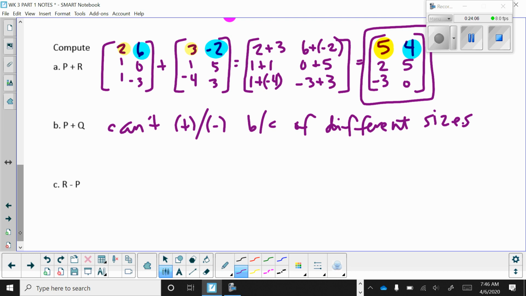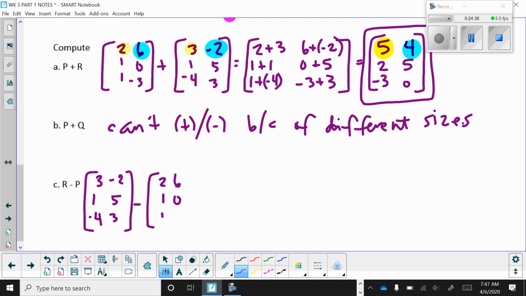And then now we'll look at matrix R and matrix P. So we already know that they have the same dimensions because we added them in part A, but now we are subtracting them. So starting with matrix R, I've got 3, -2, 1, 5, -4, 3, minus matrix P, 2, 6, 1, 0, 1, -3.